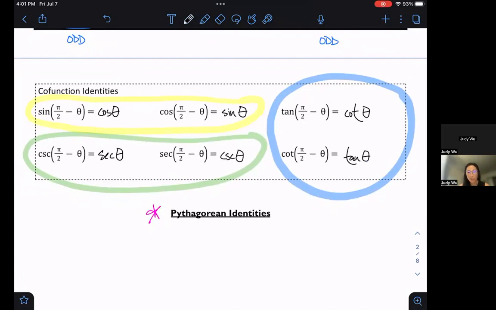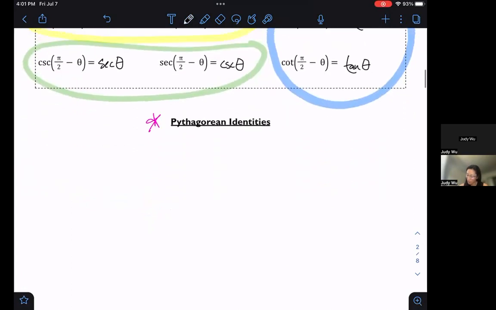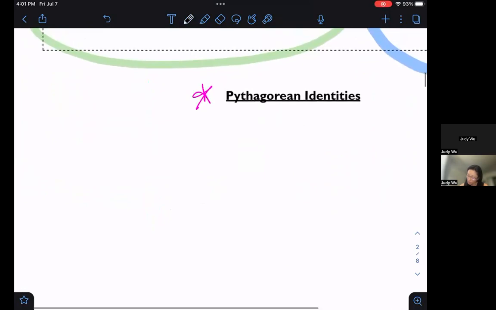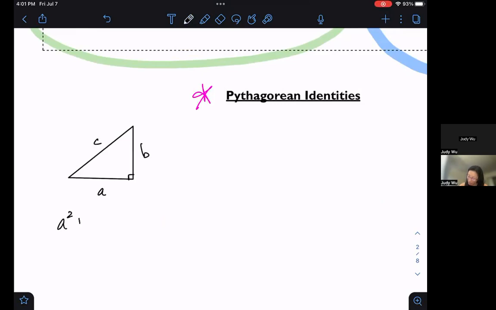Now, those are all fine and good, but one of the most common ones that we end up using is the Pythagorean identity. Let's talk through this a little bit. One of the things we know is that if I have a right triangle, with a side A and a side B and a hypotenuse of C, I know that A squared plus B squared equals C squared. That's something that we know to be true.